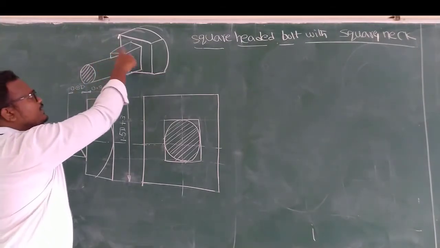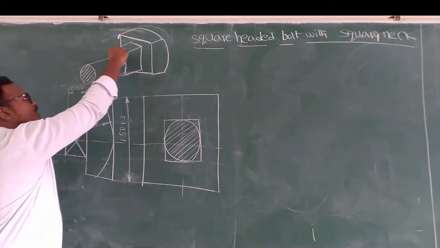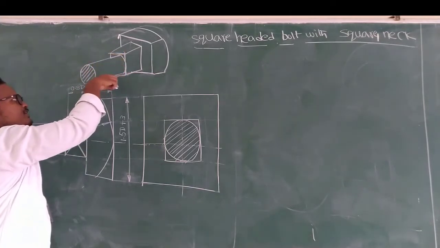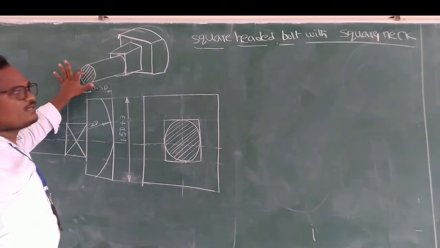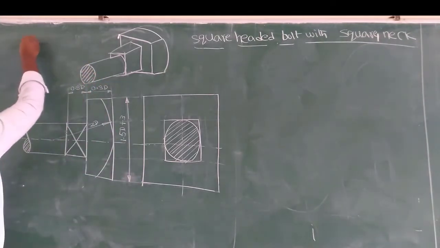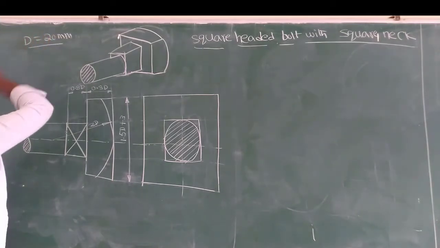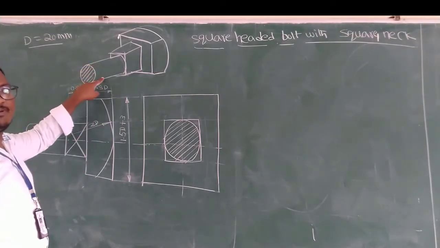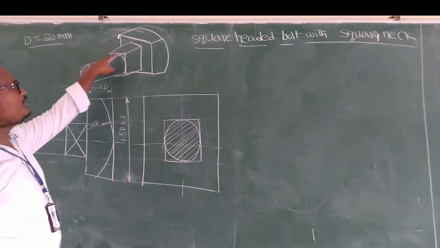Now this is the square neck. This is the square. The dimension of the square is equal to the diameter of the bolt, that is equal to D only. I am assuming D is 20 mm. That means the diameter of this bolt is 20 mm. So automatically this value would be 20, 20, 20 only.